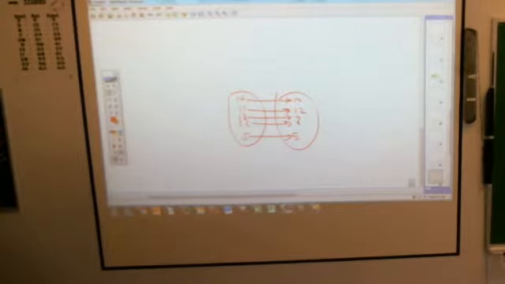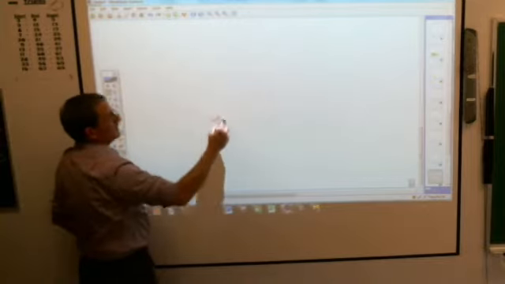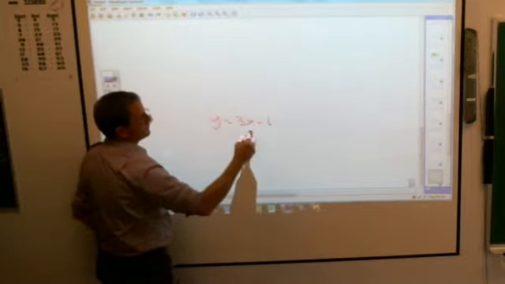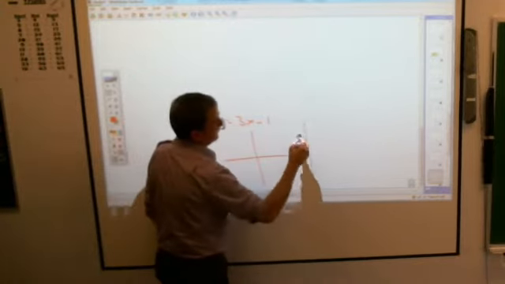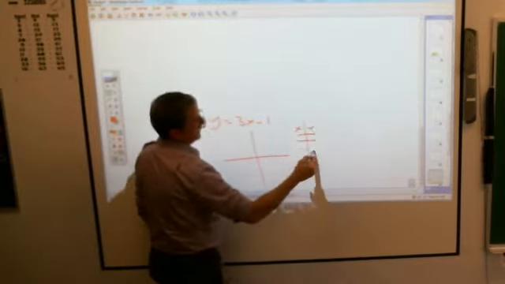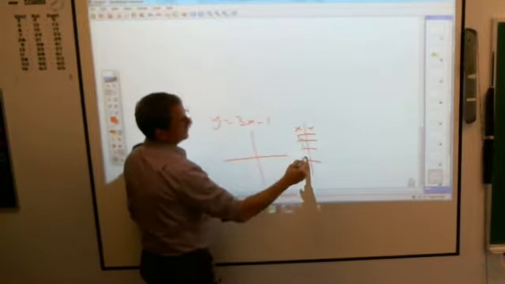What about letter C? Determine whether y equals 3x minus 1 represents a function. Yes or no? Anybody know why? Y equals 3x minus 1? You could make a table and just do a few things and see what happens. Let's try 0, 1, 2, and 3.